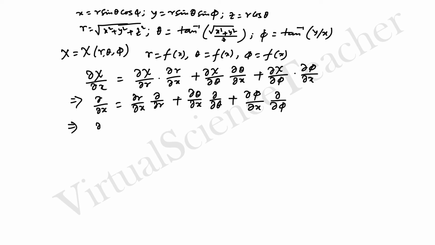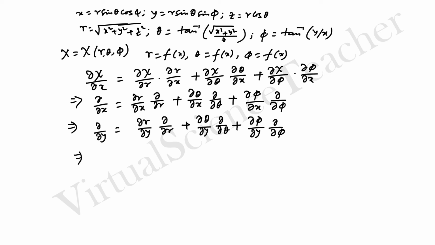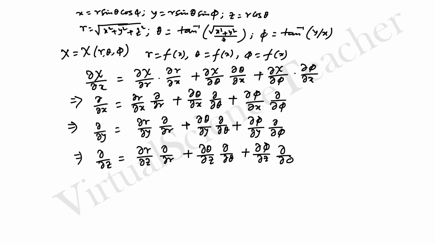Similarly, I can write del del y equals del r del y into del del r plus del theta del y into del del theta plus del phi del y into del del phi, and del del z equals del r del z into del del r plus del theta del z into del del theta plus del phi del z into del del phi. So these are the basic equations for the conversion from one coordinate system to another.